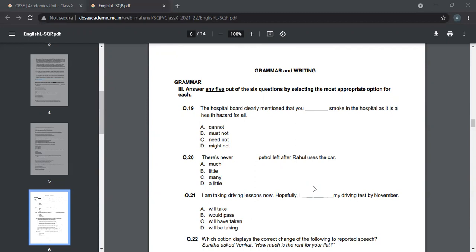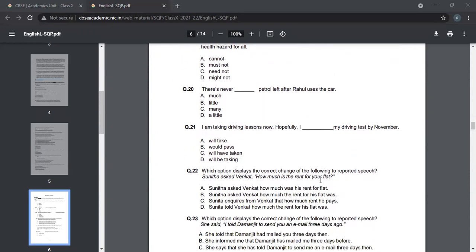Fine. So easy ones will also be there. In which you can easily find difficult ones and moderate ones. All categories will be there. Next is, there is never dash petrol left after Rahul uses the car. Much petrol left, little petrol left, many petrol left, a little petrol left.